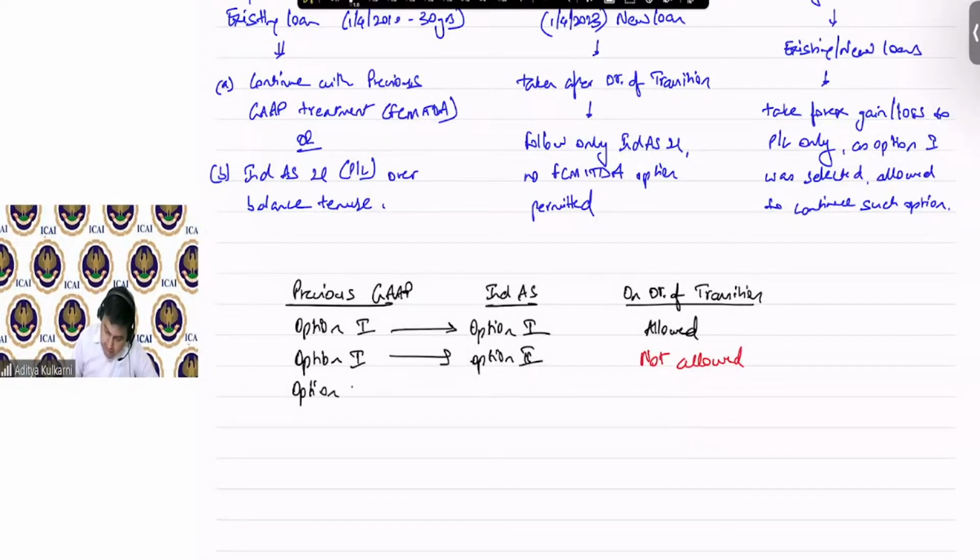Sir, I had availed option two. That means I was taking exchange gains or losses to the FCMITDA account. And I want to continue with option two under the Ind AS regime. Are we permitted?